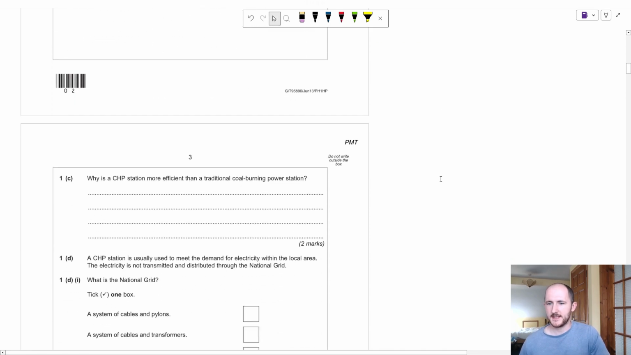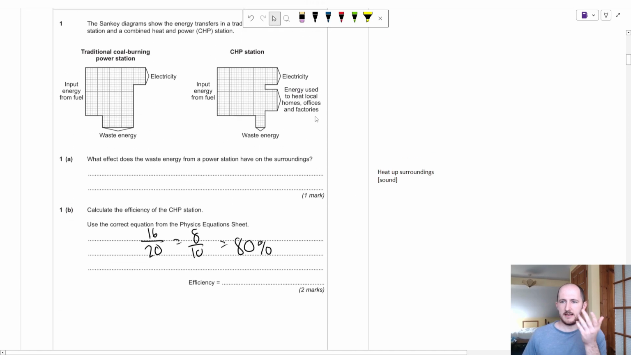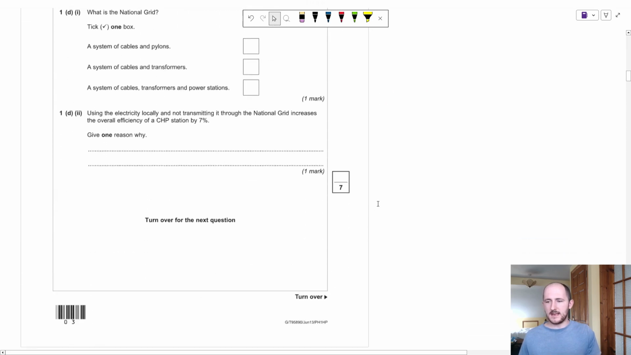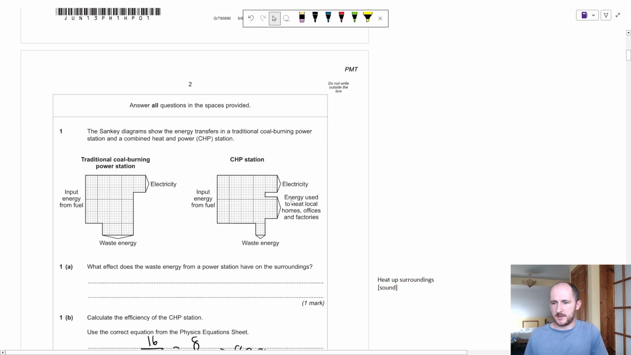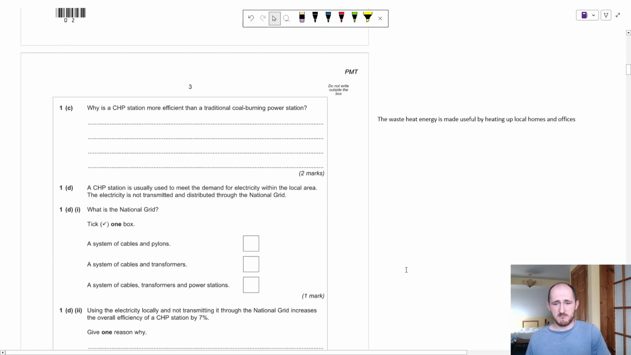Not bad. Cool. Next. Why is a CHP station more efficient than a traditional one? Simply put, if you didn't know what a CHP station was, and to be honest, I don't quite remember, it tells you here: energy used to heat local homes and offices. So the waste heat energy is made useful by heating up local homes and offices. That's all you have to say, right? Because that's why it's more efficient. Because you're changing waste energy into useful energy. The other waste energy is probably stuff like sound. Yeah, so 2 marks, that should be fine, hopefully.